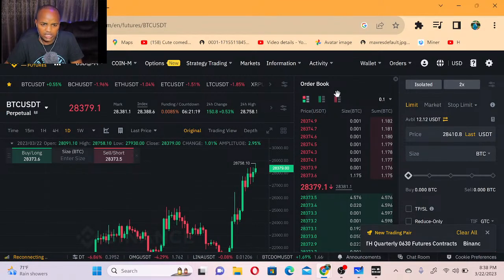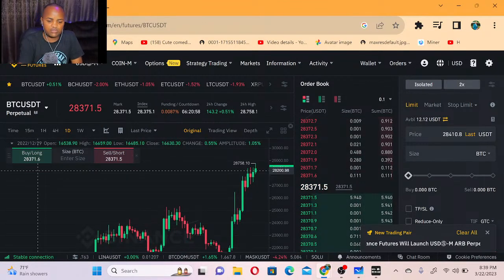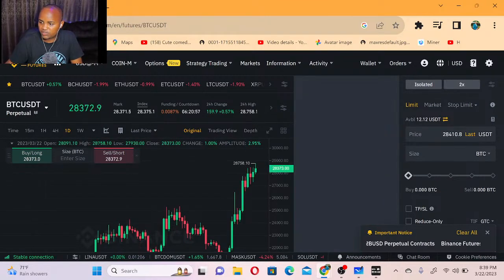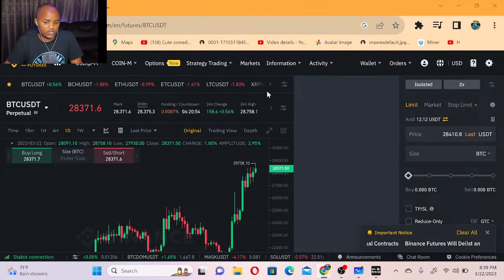Let's proceed here. Okay, so the moment you come over here, this is the USD futures. Yeah, so this is the futures we have. So remember, I transferred my money right over here, and this is what you can see right here. So available balance is 12.12 USDT.